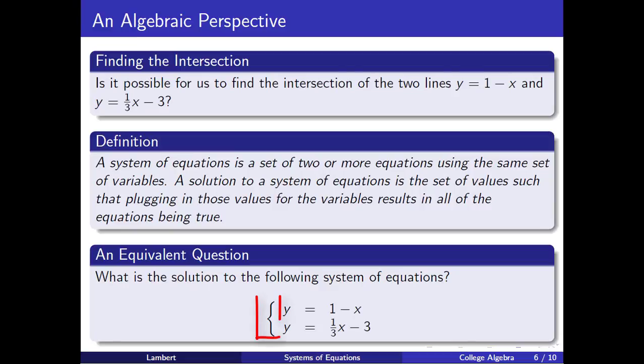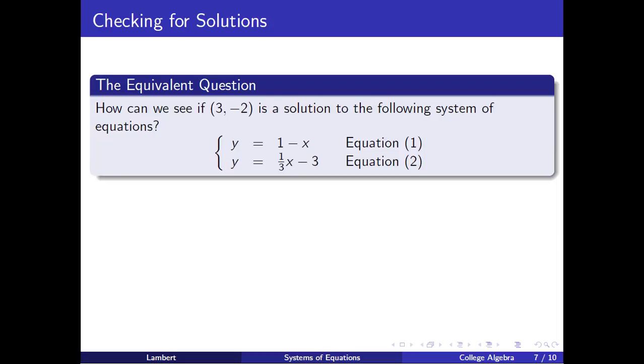You see the curly bracket on the left-hand side, with y equals 1 minus x on top, and y equals 1/3 x minus 3 on bottom. Those are our two equations. Our two unknowns, or two variables, are just x and y. That's an equivalent way of looking at this problem: solving this system of equations. We'll label them equation 1 and equation 2 just for reference's sake.